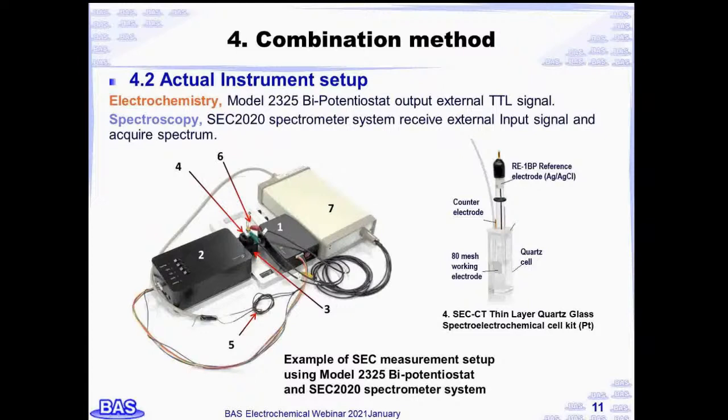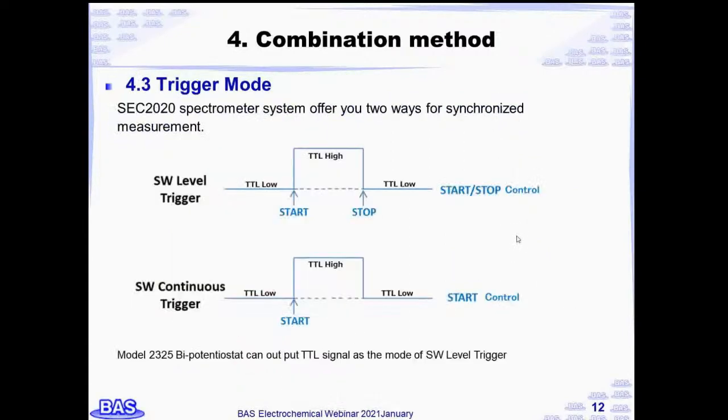For synchronized measurement, we use a cable to connect the spectrometer with model 2325. The bipotentiostat outputs an external TTL signal, and the SEC 2020 spectrometer system receives the external input signal under acquire spectrum. The SEC spectral software controls the data acquisition in the following two ways: by changing of the external TTL signal applied to the I/O port of the SEC 2020 spectrometer.